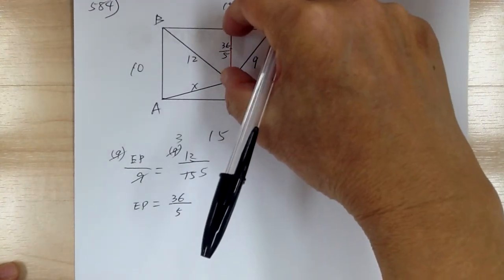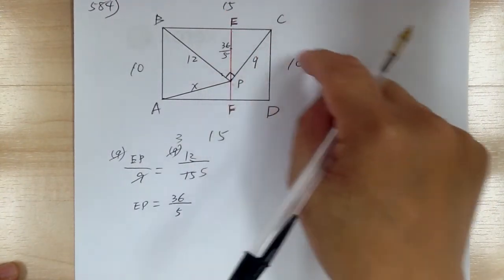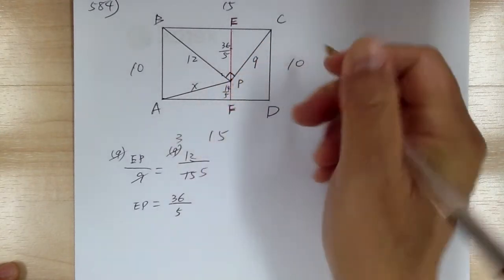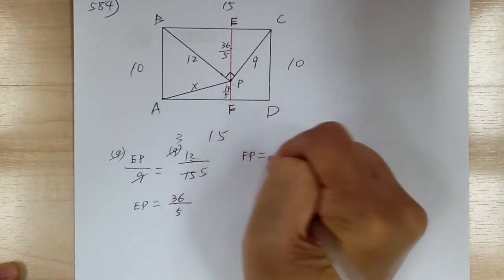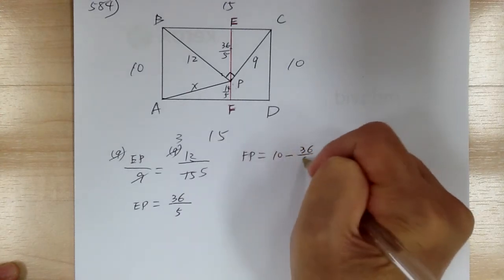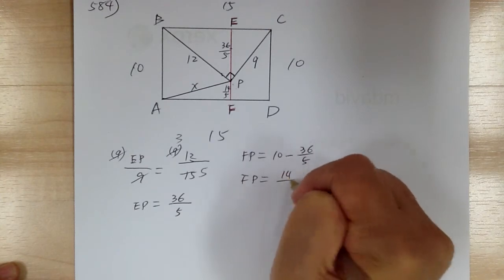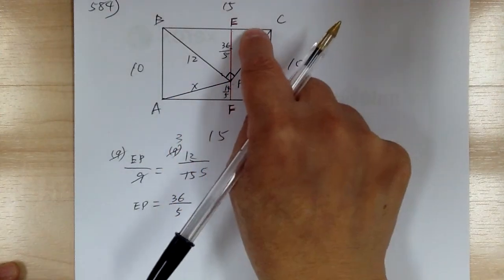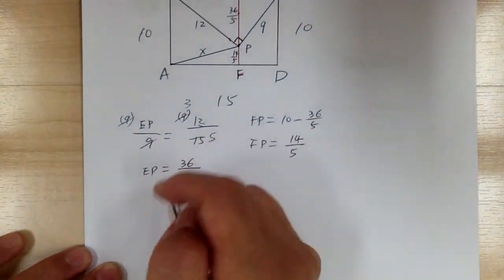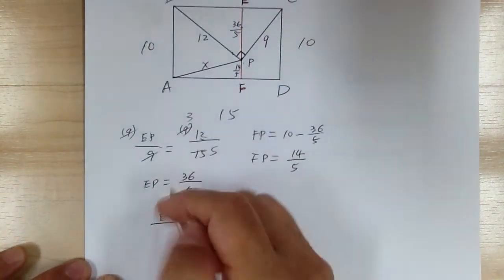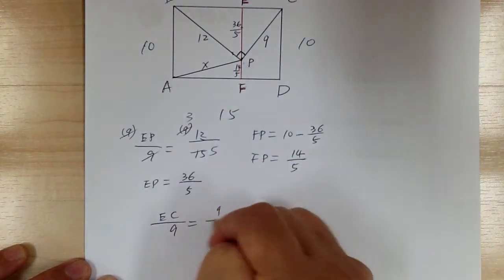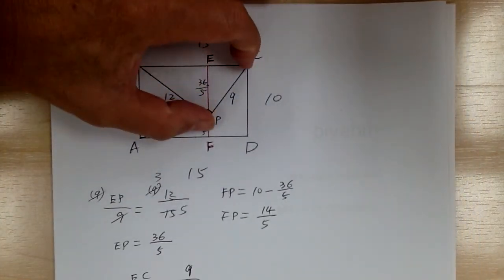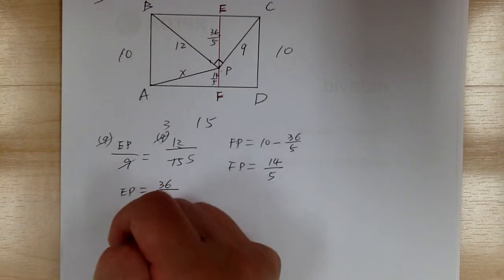Now, once you know that this is 36 over 5, then you can find this over here. So 10 minus 36 over 5 will give you 14 over 5. So again, FP equal to 10 minus 36 over 5. So FP equal to 14 over 5. So now we have to find this side, then we can use the Pythagorean theorem. So again, we're going to do the same thing. So this is going to be short. So EC, short over hypotenuse equal to short over hypotenuse. So again, we're going to use the short over hypotenuse equal to short over hypotenuse. So again, multiply by 9.